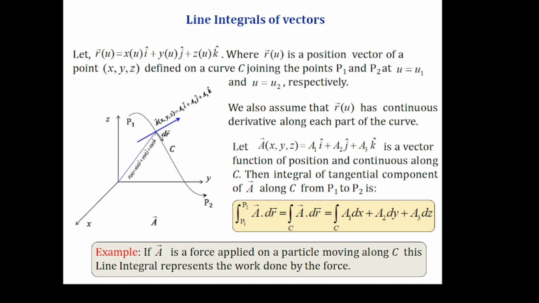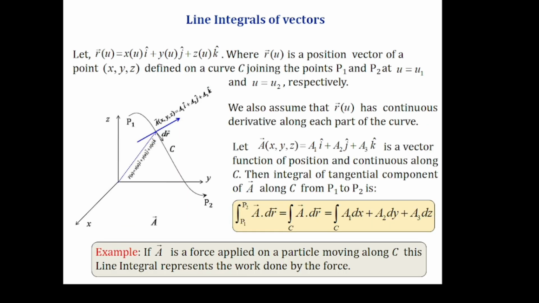Now let's consider a vector A which is a function of position (x, y, z) and also continuous along the curve. Then the integral of the tangential component of A along C from P1 to P2 is the integration from P1 to P2 of A dot dr, that is the integration of A1 dx + A2 dy + A3 dz. An example of line integration is the work done: if a force F or A is applied on a particle moving along C, this line integral represents the work done by the force.